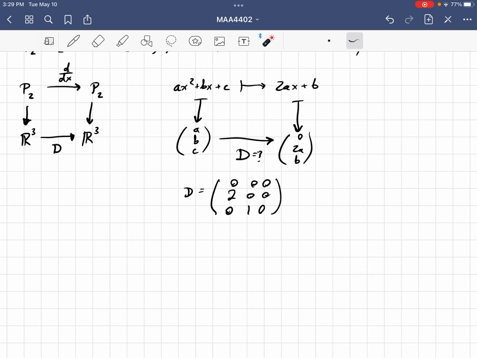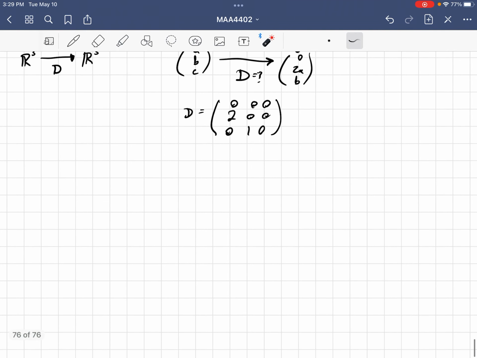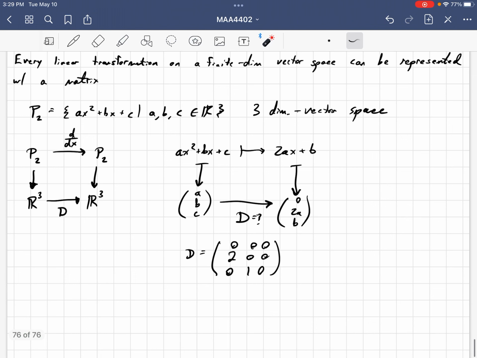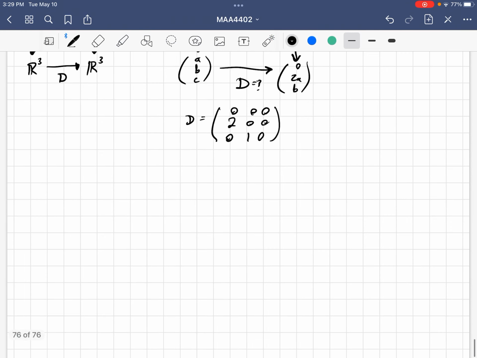Okay, so now let's consider maybe taking the integral of some sorts. Well, it's a little more problematic in this case because when we took the derivative of something in P2, we got out something in P2. But if we take the integral of something arbitrary in P2, we don't get something that's in P2. So let's maybe consider just taking a definite integral over certain bounds.